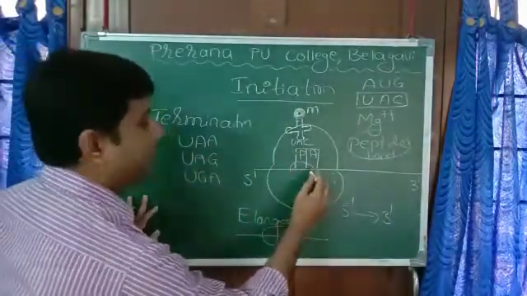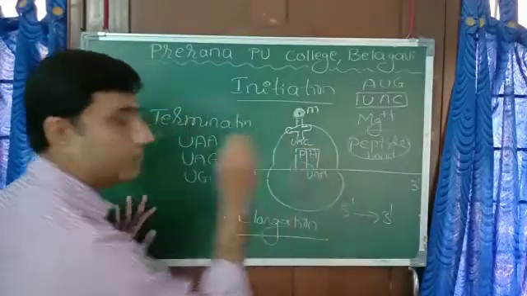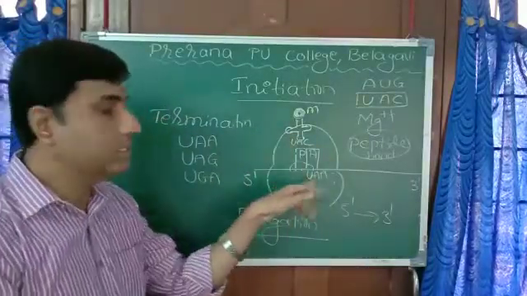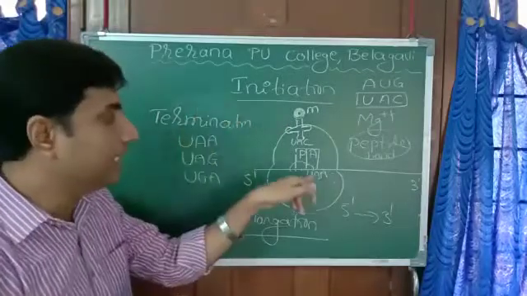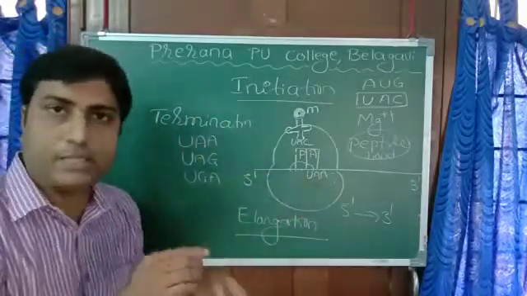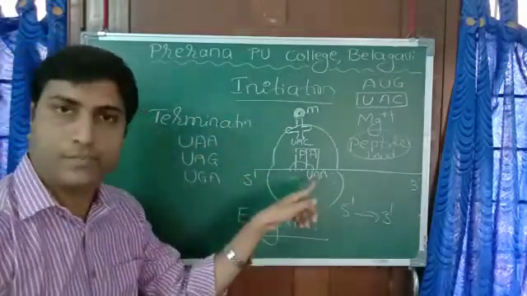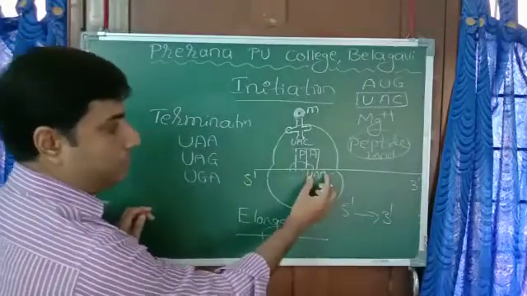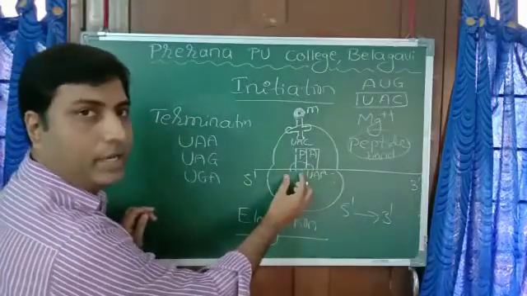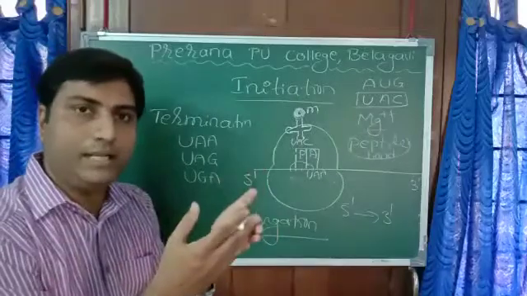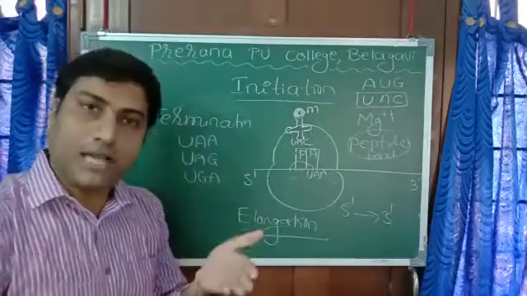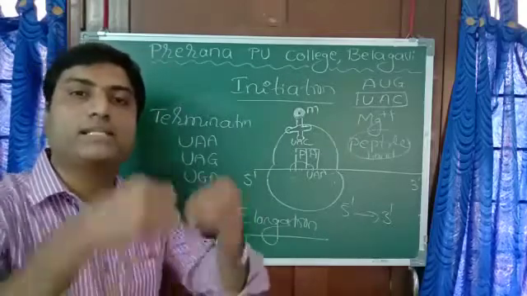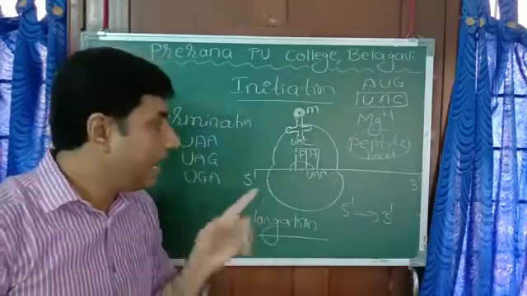For example, say UAA comes here. Now this is not coded by any amino acid. So no charged tRNA will come here to link with an amino acid, because no amino acid codes for this. So as soon as it comes, no amino acid comes and links, the link stops, the chain is cut. Chain is cut means protein synthesis stopped.